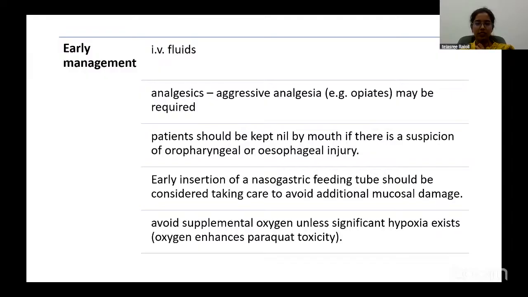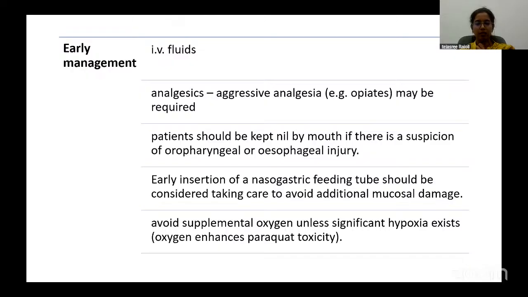Analgesics: aggressive analgesia has to be given, since this patient will have severe pain from oral, esophageal and abdominal corrosive injury. Mouth care has to be taken in case of ulceration and inflammation. Do not use chlorhexidine, as it will cause more pain. Betadine mouthwashes would be better in cases where you require oral care. But patients should be kept nil by mouth if there is a suspicion of oropharyngeal injury.